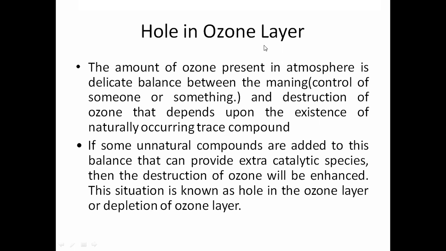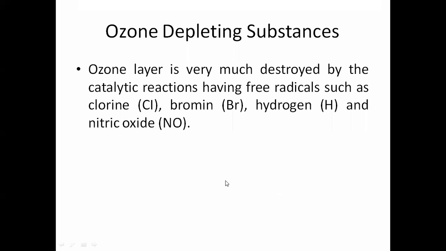The ozone layer is damaged because of, for example, fridges and all; some gases will be released, HCl we call, right? Hydrofluorogases. So these are the responsible gases for ozone layer depletion. So some unnatural compounds are added to this balance that provide extra catalytic species, then the destruction of ozone will be enhanced. This situation is known as the hole in the ozone layer or depletion. I think these are all the theory they have given, how this happens and all. I already told you these things. Okay, so we'll move on.